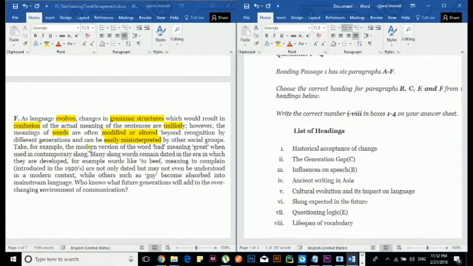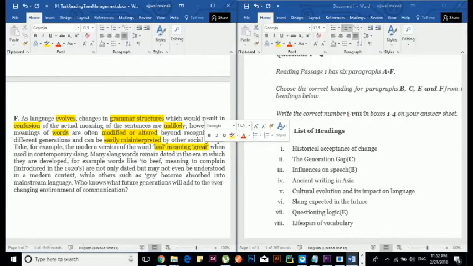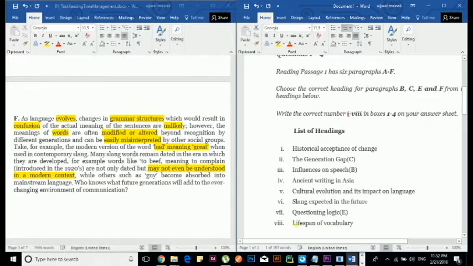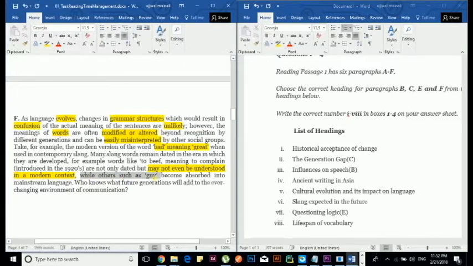So look for the supporting words or sentences. So let's try this out in this video. So in the modern version of the word bad being great, okay, it's talking about the acceptance of bad being great. And many slang words are dated in the era in which they are developed. For example, words like to beef, meaning to complain, are not only dated but may not be understood in the modern context. Means it's talking about the life expectancy of a vocabulary. While okay, here is another supporting sentence here. While others such as a guy become absorbed into the mainstream.